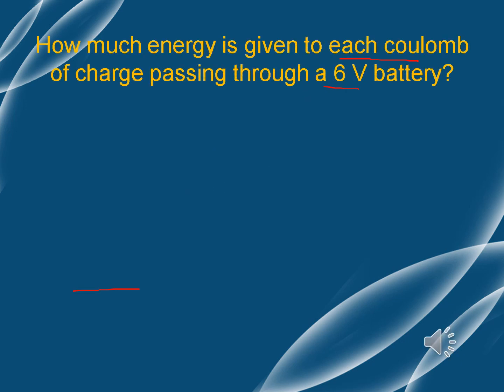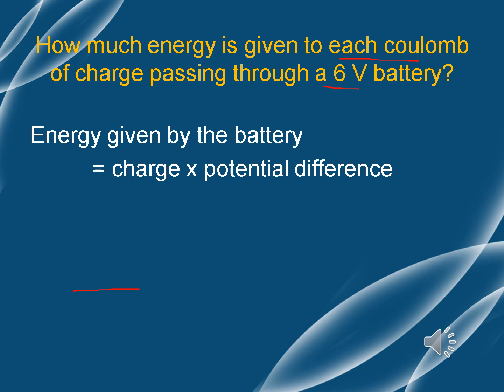Here we have our next question. How much energy is given to each coulomb of charge passing through a 6-volt battery? Energy given by the battery is equal to charge times potential difference. This is the formula. And we know that energy given is always equal to the work done. So we have W is equal to QV, where Q is the charge and V is the potential difference.